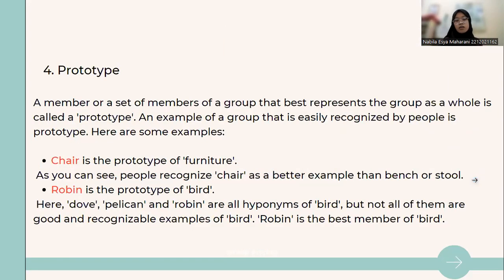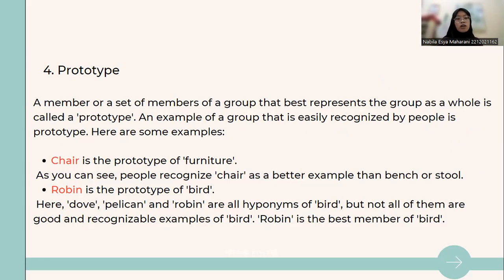Okay, next. Fourth is prototype. A member or a set of members of a group that best represents the group as a whole is called a prototype. An example of a group that is easily recognized by people is a prototype. Here are some examples. The first sentence is, chair is the prototype of furniture. As you can see, people recognize chair as a better example than bench or stool.